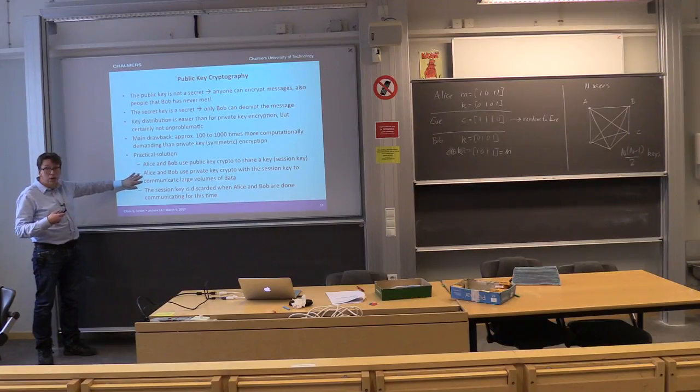So this can be done 1,000 to 100 times more efficient than this per bit, right? So this is the cheaper way to do that. And then when the session is over, when we're done communicating, we throw this key away and Alice and Bob are done. Okay. So we use the power of public key crypto to share the secret key. And once this is done, we use the secret key.